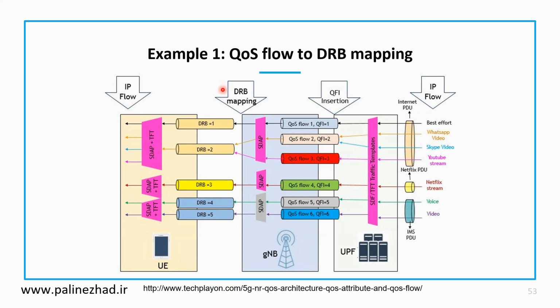Now let's see an example on QoS mapping. Example 1, QoS flow to DRB mapping. We have some best effort traffic here, WhatsApp video, Skype video, and YouTube stream in the internet video, and also Netflix stream in Netflix video, and voice and video in IMS video.